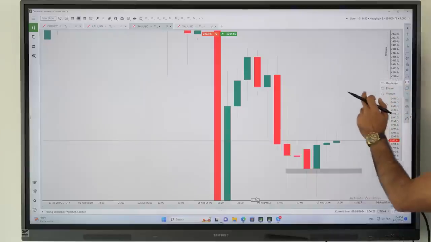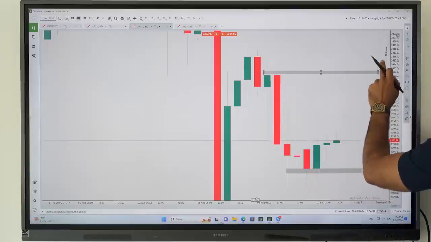Now we can see that there's a resistance up over here on the 4-hour time frame, right?